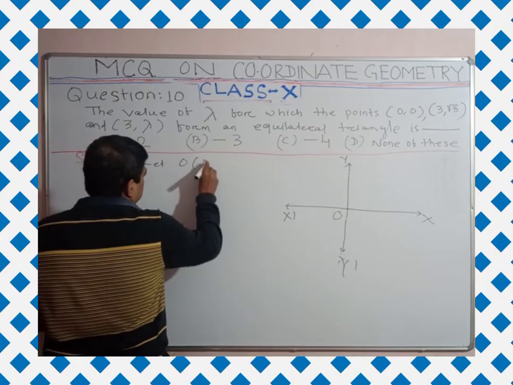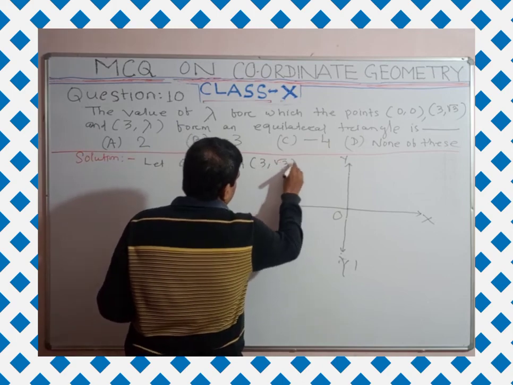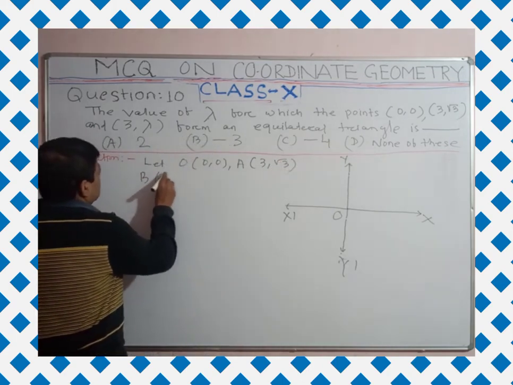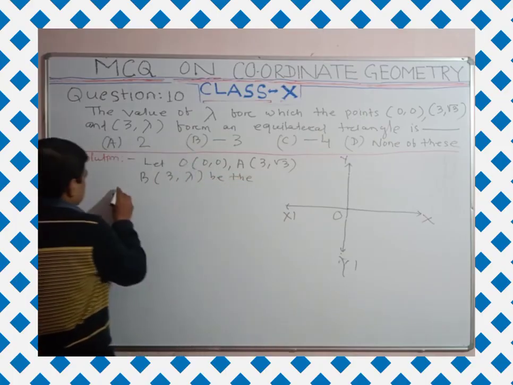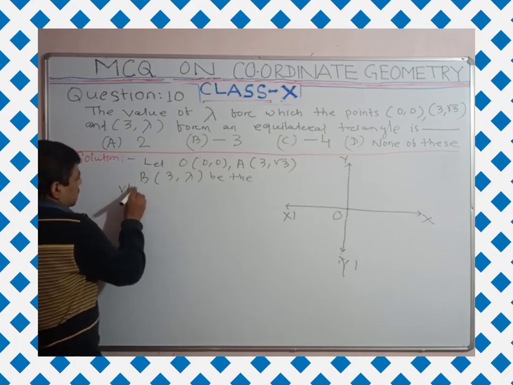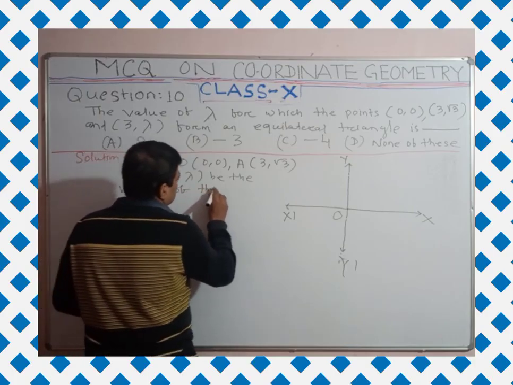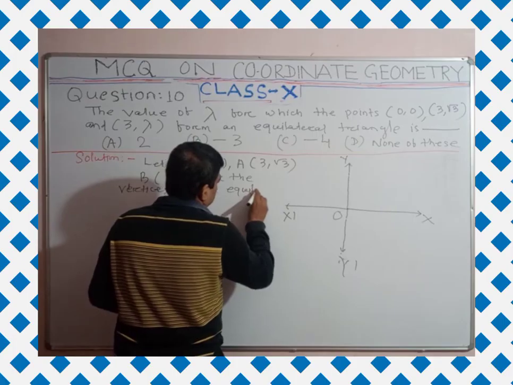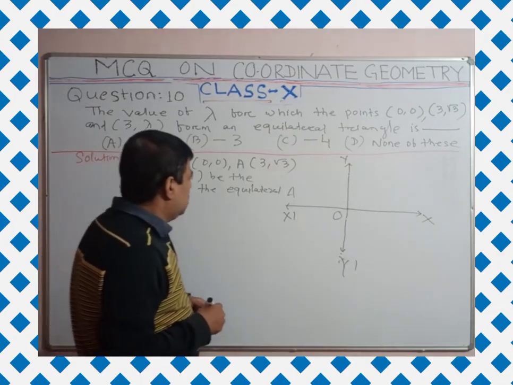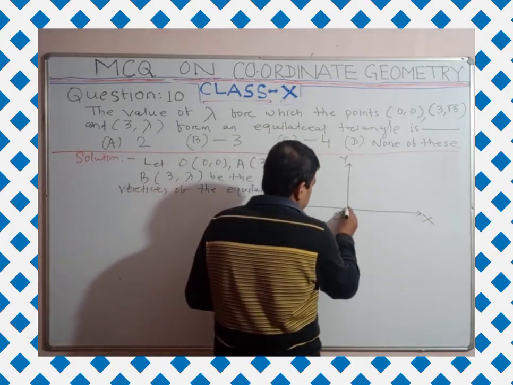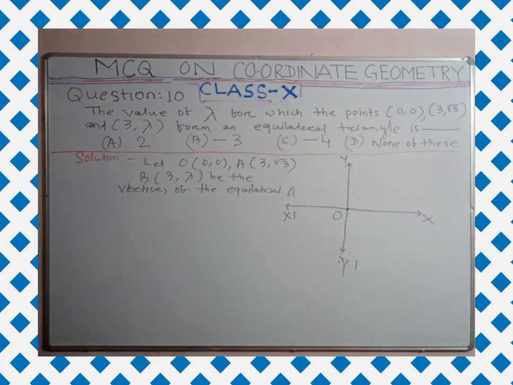Let the three vertices be O 0, 0, and A 3, root 3, and B 3, lambda, the vertices of the equilateral triangle. So if you see the vertex O, the coordinate 0, 0, it must lie on which axis? The center, the origin. Yes or no? The vertex O lies on the origin whose coordinate is 0, 0.